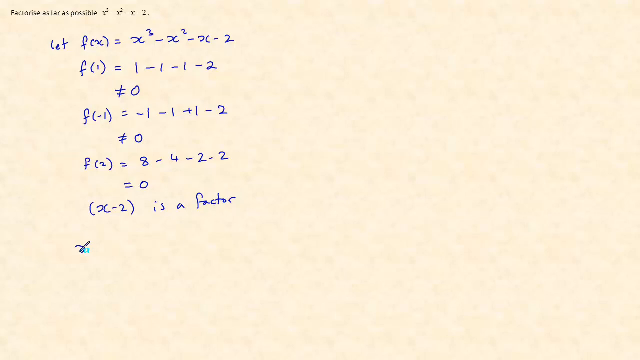And so I can say that x cubed minus x squared minus x minus 2 is x minus 2 multiplied by some quadratic. Now clearly this needs to be x squared so that when we expand out we get a single x cubed, and clearly if that's negative 2 and this one's negative 2, we need a plus 1 in this end of the bracket, and then we'll work out what we need in the middle.